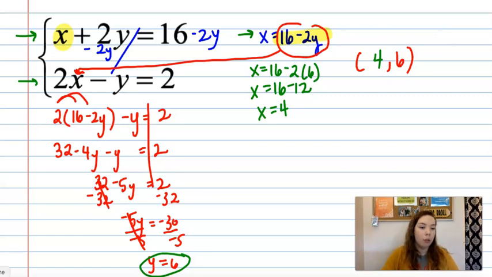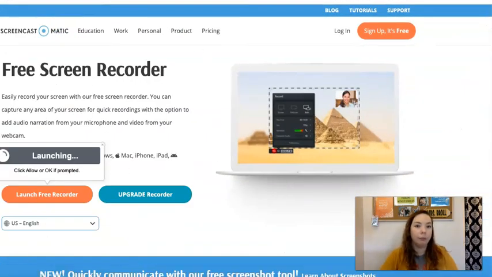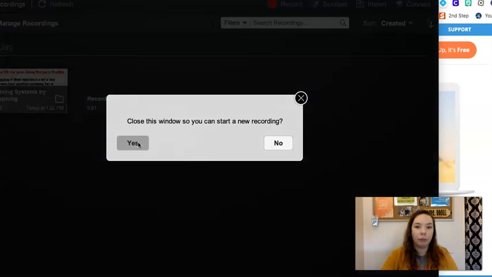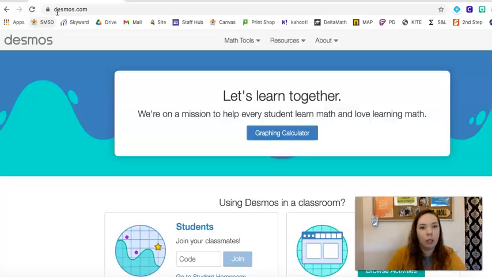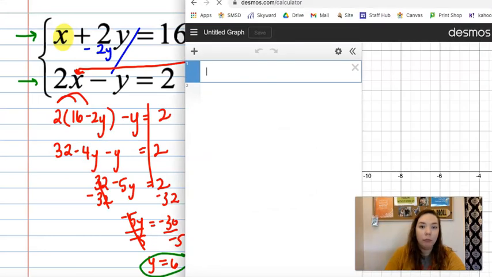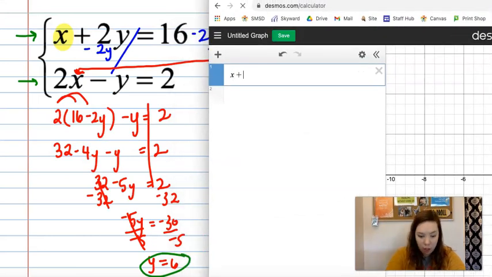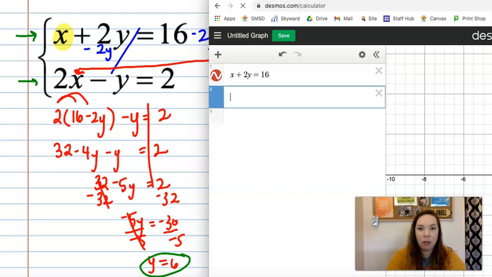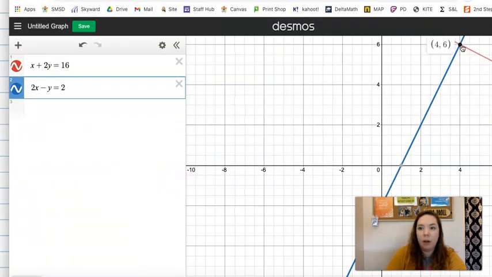Another tool you might want to use. So Desmos.com is the graphing calculator we use a lot. We used it for linear regressions, but if you just go to the normal Desmos.com, you can type in what you started with. And get an ordered pair out. Like this is 4, 6. So that'd be a good way to check your work.